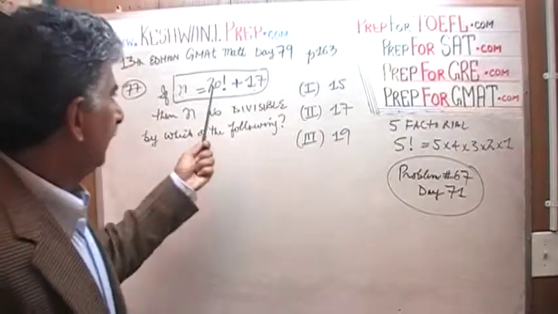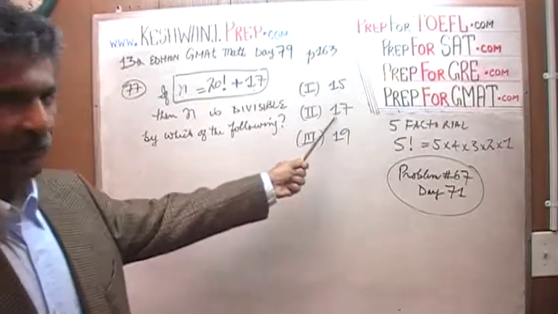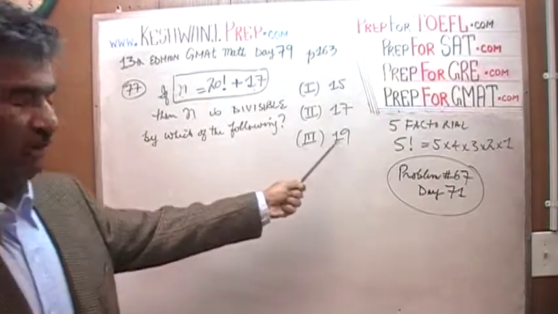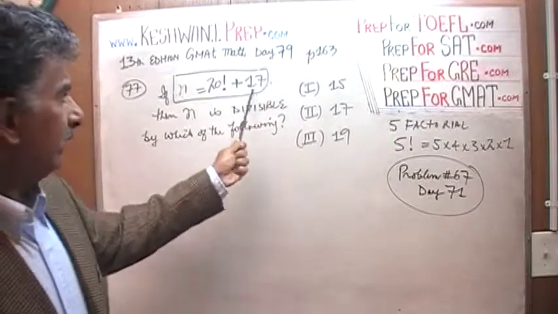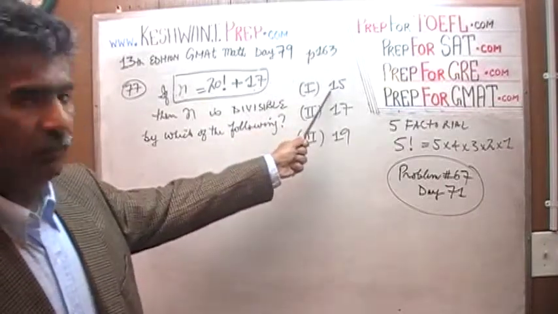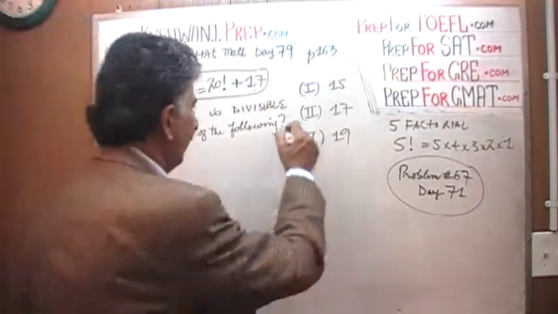We can clearly see 20 factorial is going to be divisible by 15. 20 factorial is going to be divisible by 17. 20 factorial is going to be divisible by 19. But 17 can only be divisible by 17. You cannot divide 17 evenly into 15. You cannot divide 17 evenly into 19. You're going to end up with a fraction. There you go. Answer is 2.